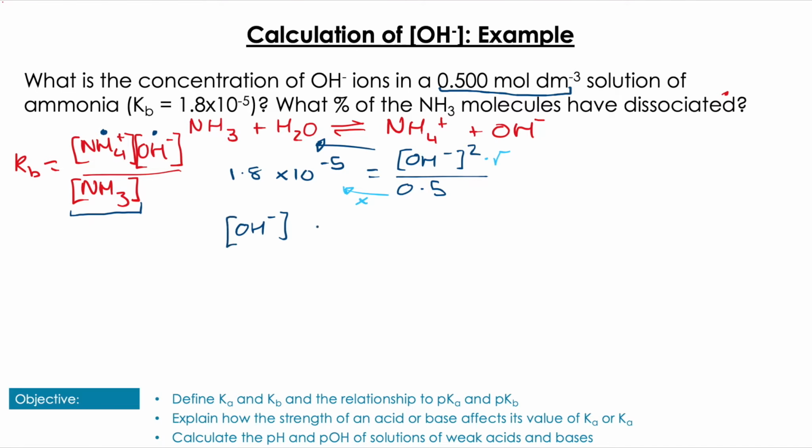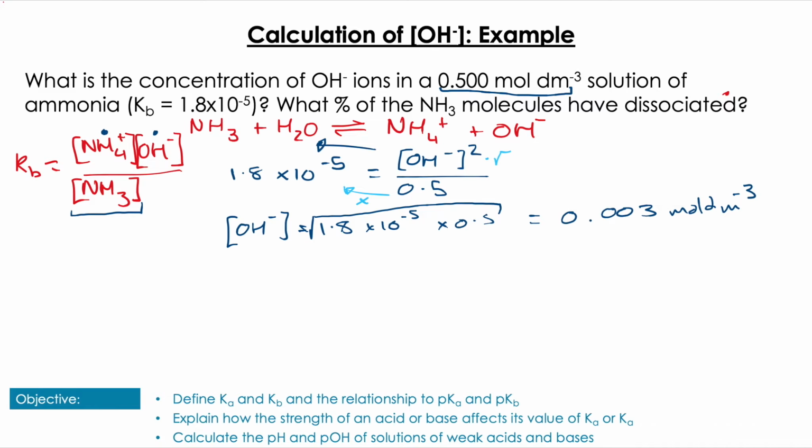So I'm going to get OH minus is equal to 1.8 times 10 to the minus 5 multiplied by 0.5, all square rooted, and that comes out to 0.003 moles per decimeter. And for lots of questions, that will be the end of the question. However, I've added this percentage of dissociation just because I've seen this question a few times and I want to give you a walkthrough on it.